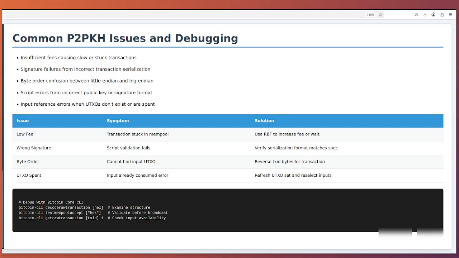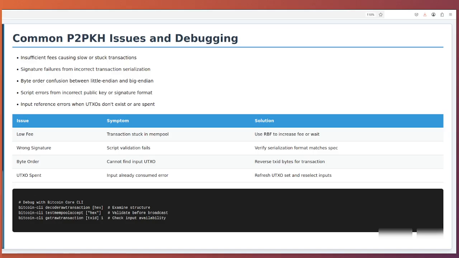Byte order confusion frequently causes problems for developers. Bitcoin uses little endian byte order for most numeric fields, including transaction hashes, output values, and version numbers. However, transaction IDs are displayed in big endian format in block explorers and wallet interfaces. This means you must reverse the byte order when including a TXID in a transaction input. For example, the TXID beginning with ABCD and ending with 3412 displayed in an explorer would begin with 3412 and end with CDAB in the actual transaction data. Always be aware of which format you are working with.